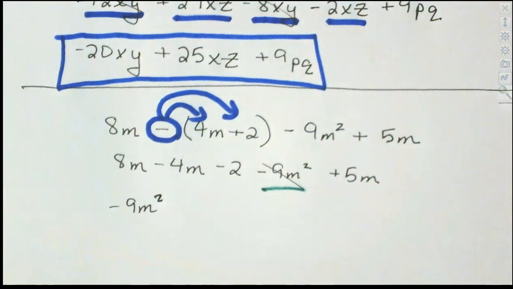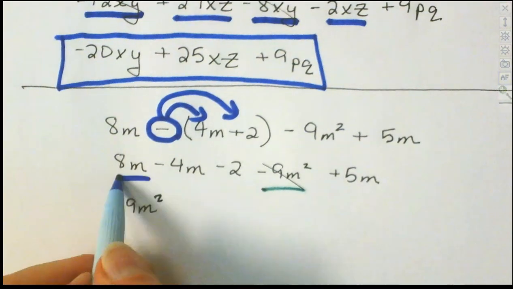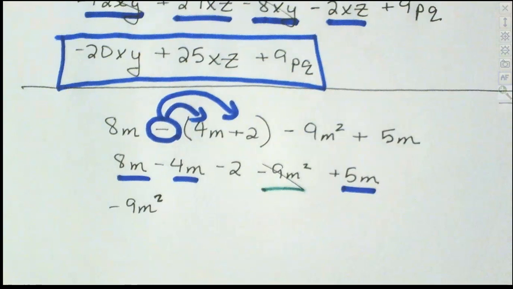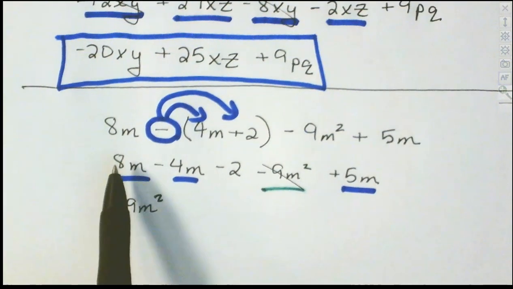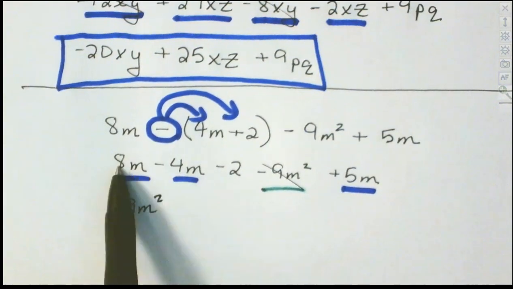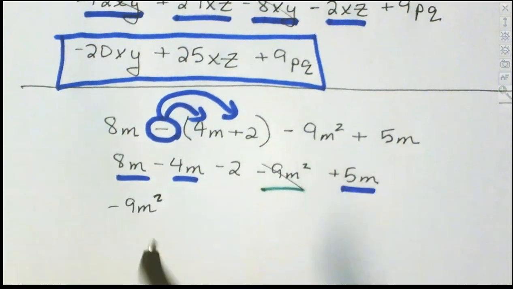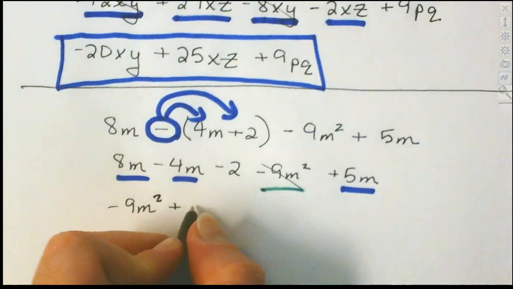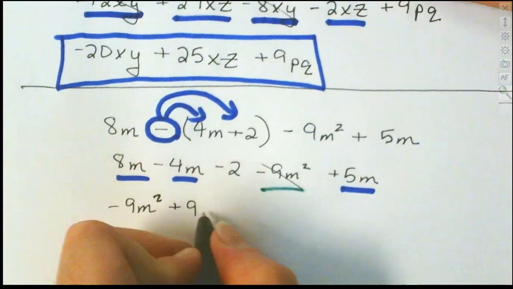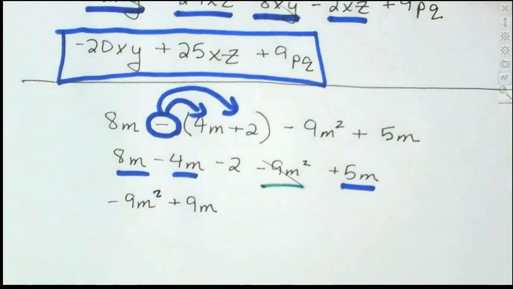Next, what do we have? Well, we've got several things that we can put together. We've got lots of m's here. These can all go together. So however we want to add them together, we can do them separately. I'm just going to go ahead and add across. So we've got 8 minus 4. 8 minus 4, that makes it 4. And 4 plus 5 makes it 9. So I just add it straight across. And that's going to be your 9m there.